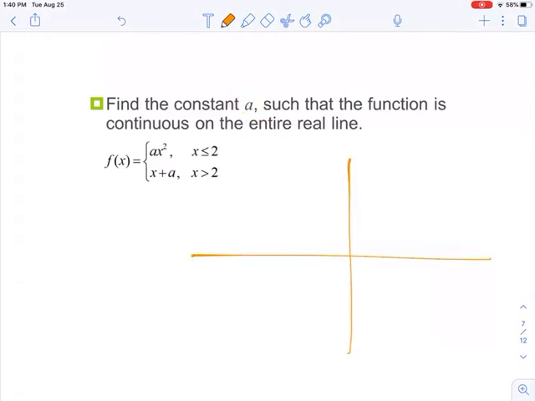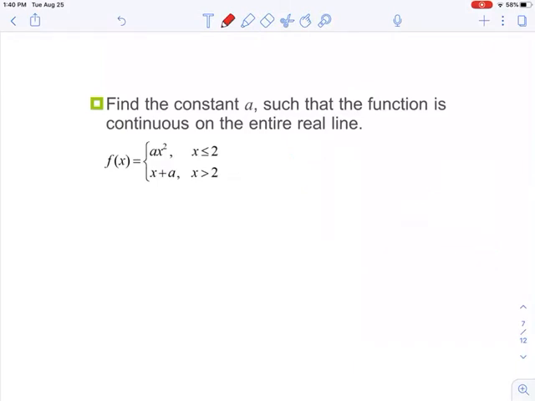All right? So we have a piecewise function. And it looks like we have a parabola and a line. Okay, so I'm just going to do a little sketching here. If we have part of a parabola and then part of a line, this would not be a continuous function. What would it need to look like in order for this to be continuous?